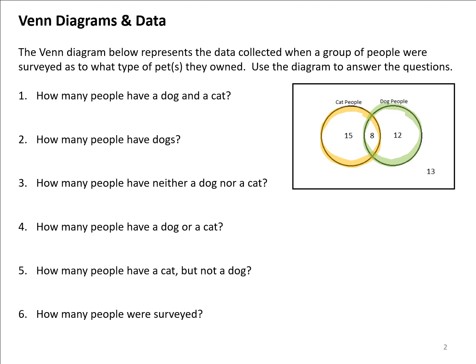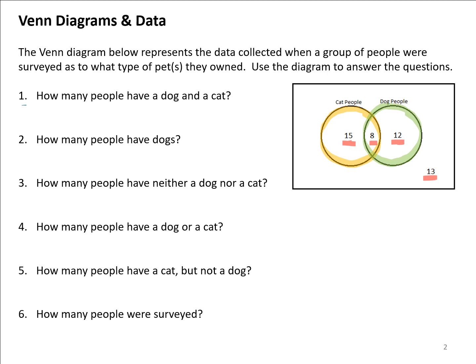Now, when you have data in a Venn diagram, you will have numbers in the different regions of the Venn diagram. So we have 4 numbers here. We have 15, 8, 12, and 13. Each of those numbers represents a different region of the Venn diagram that has a very specific meaning. Instead of describing each region, let's answer some questions about this scenario.